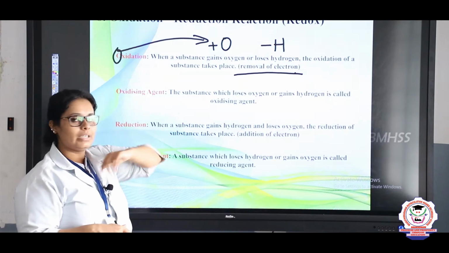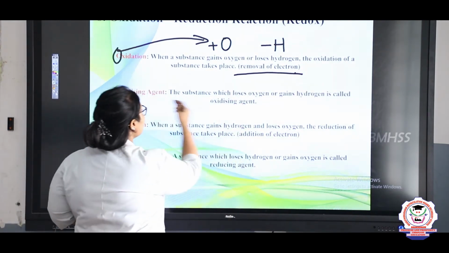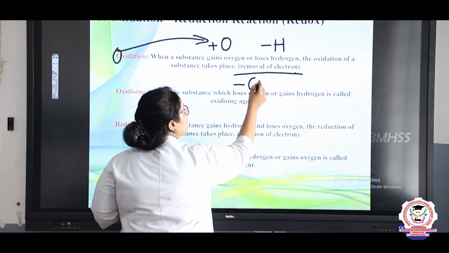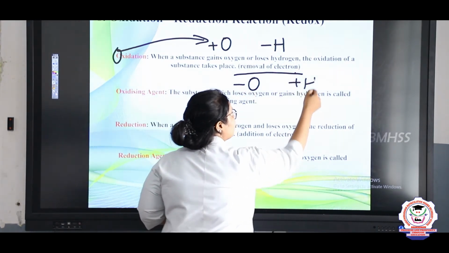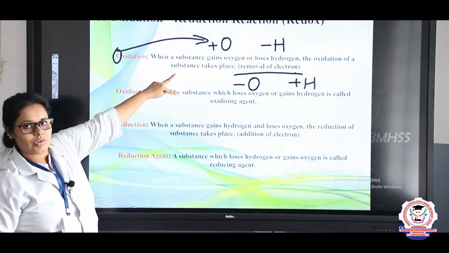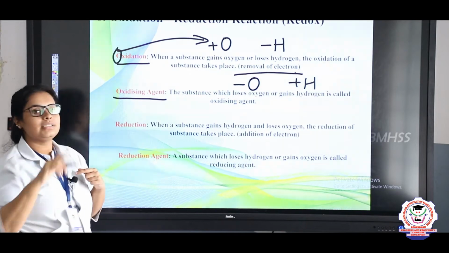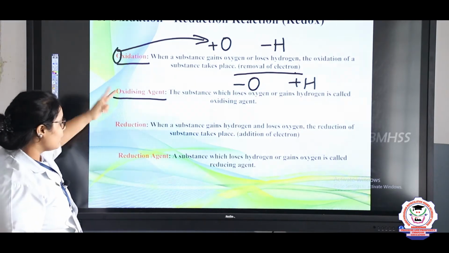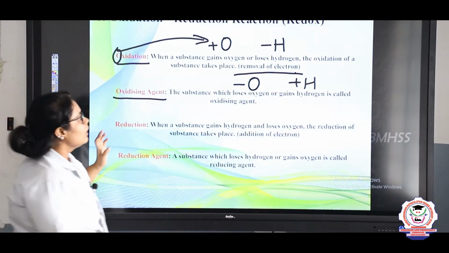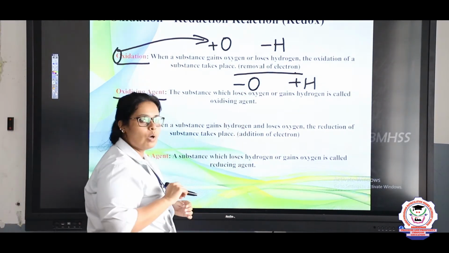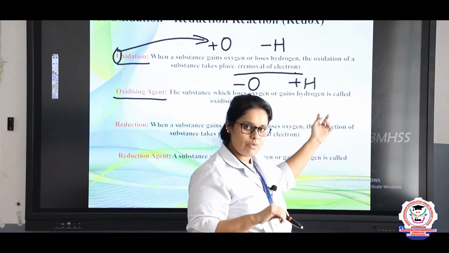Now let's see what is the definition of it. The substance which loses. Here oxidizing agent is oxygen is lost and hydrogen is gained. This is exactly opposite, right? So there you should understand what is oxidation and oxidizing agent. Only then you can understand the difference between reduction and reducing agent, okay? Here there is negative O. Negative O means removal of oxygen and addition of hydrogen.